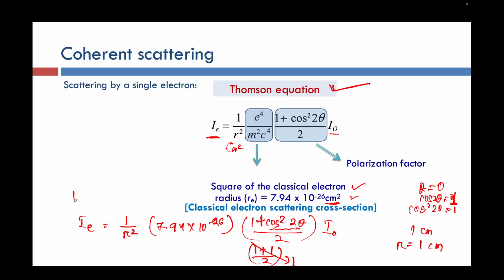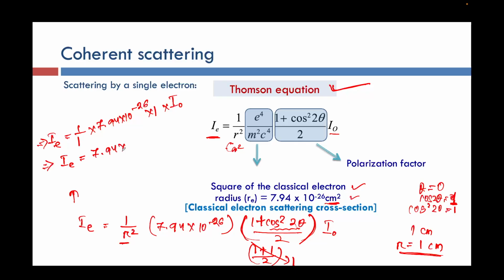Now if I put it here, I_E is equal to 1 by r², and r I have taken as 1 centimeter, so 1 by 1, into 7.94 into 10 to the power minus 26. Here the polarization factor, that means (1 + cos² 2θ)/2, has become 1, so this is also 1 into I naught, right? So effectively I am getting I_E equal to 7.94 into 10 to the power minus 26 I naught.